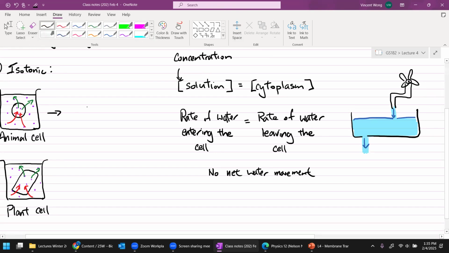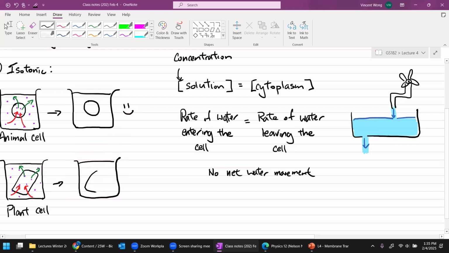Okay, so what's going to happen? Well, if it's an animal cell, it's going to be quite happy. No change. It's going to look exactly the same. So this is happy. For the plant cell, also no change. Going to be exactly like before. But it's not the ideal situation for a plant. They're like, meh, it's okay. I don't mind it, but it's not the best. Because a plant likes to have water, right? So they can store it and they can do photosynthesis.